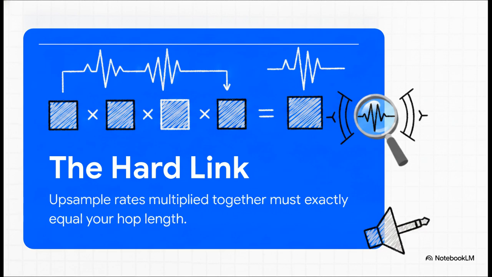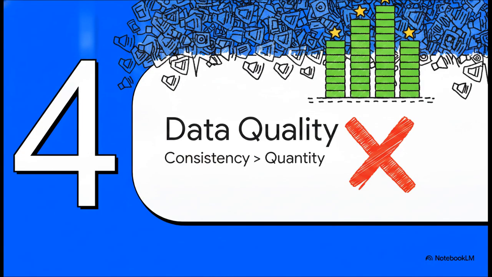If your hop length is also 256, you're golden. The vocoder gets one frame every 256 samples and outputs every sample flawlessly. But if these numbers disagree, your audio will come out at the completely wrong speed, or your model might just refuse to build altogether. Which brings us to Section 4, data quality and consistency.